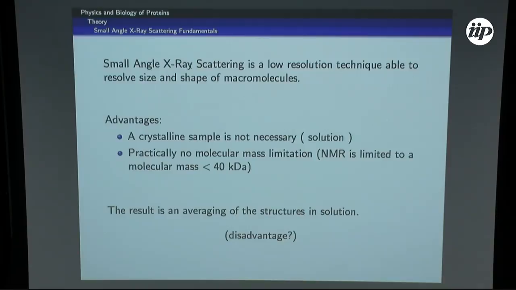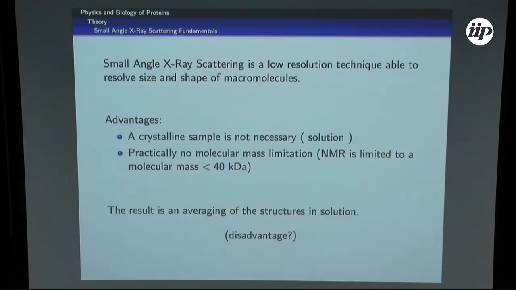In general, the advantage is that we don't need a crystal sample to perform the resolution. You can use, for example, the protein solution. This is a great thing because you can study conformational changes and compare conformational changes in silico and in vitro. And practically, we don't have a molecular mass limitation, as is the case of NMR. What can be a disadvantage is that the result is an averaging of the structures in solution. But you're going to see this is not a disadvantage for me.